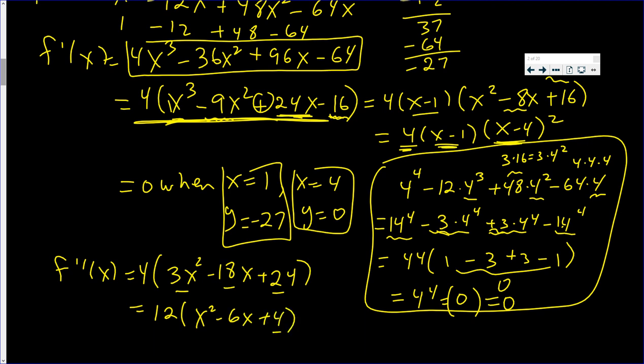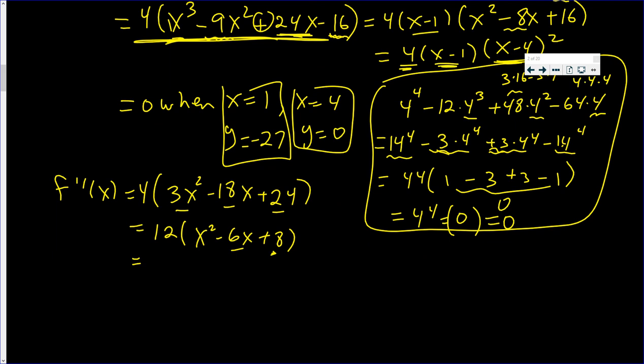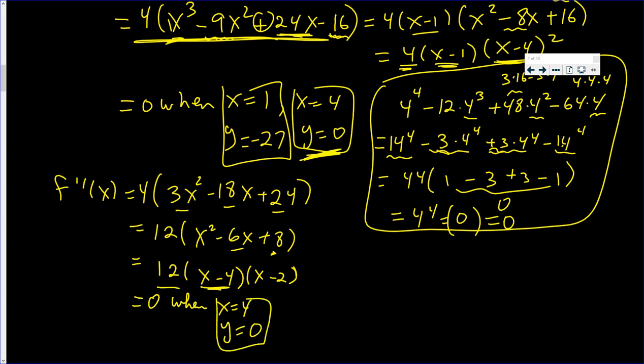Can you think of two numbers that multiply out to 8 but add up to negative 6? I can, and I'm going to put those numbers next to the x's. How about negative 4 and negative 2? So the second derivative equals 0. Well, that factor is never 0. That factor is 0 when x is 4. And I already know the y value there. I got it from over here.